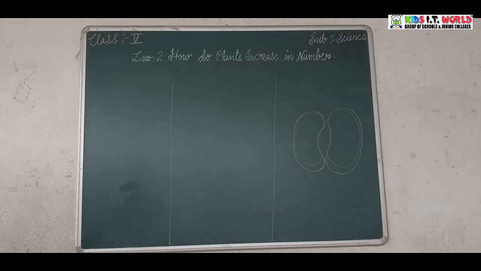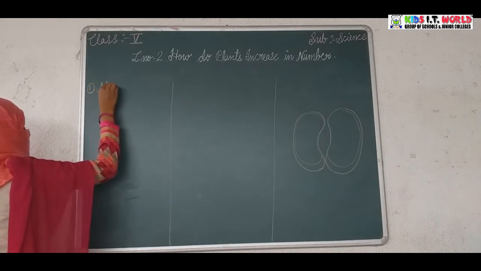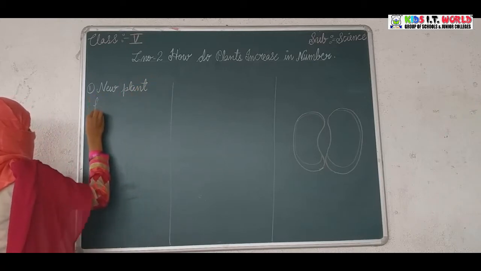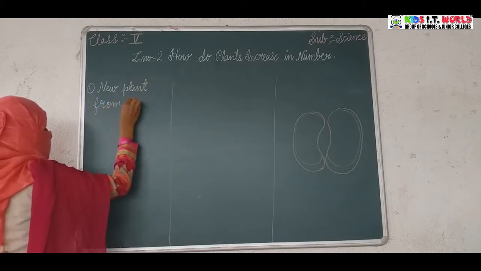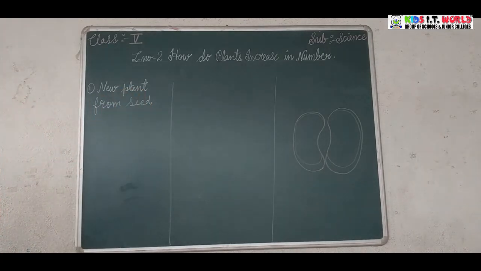Let's start new plants from seed. How do we reproduce a new plant from seed? Most plants bear seed. Why do you think a seed is necessary for a plant? Think about it. Plants have seeds so that they can produce more of their kind. A seed is a part of a plant that grows into a new plant.